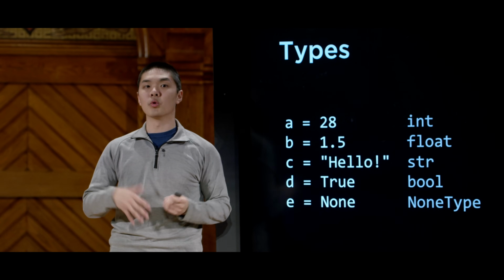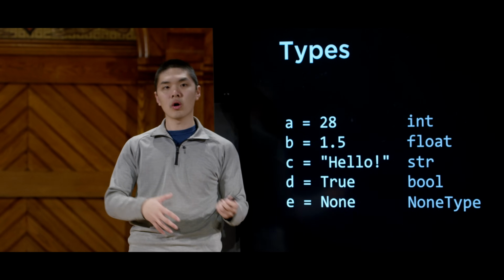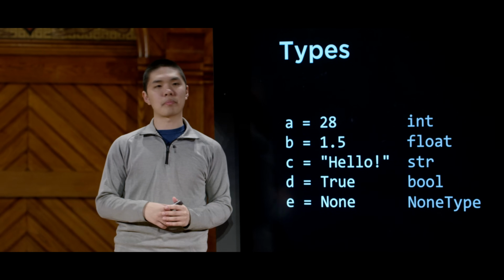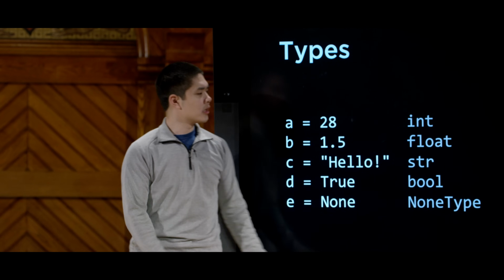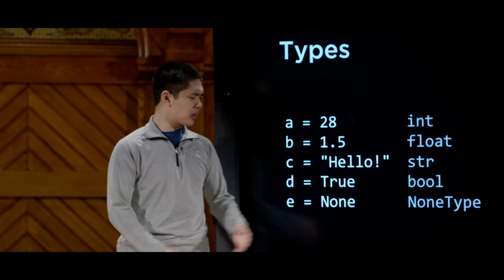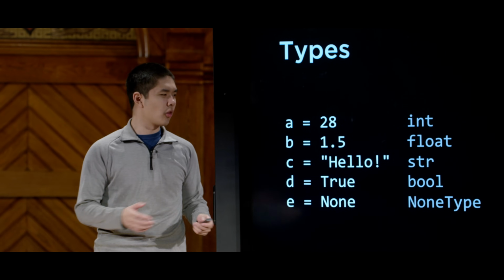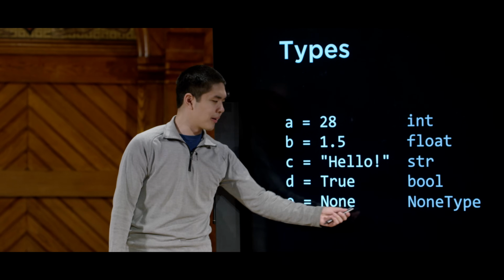We also have a type for Boolean values, things that can be either true or false. In Python, those are represented using a capital T, True, and a capital F, False. Those are of type bool. And also, we have a special type in Python called the NoneType, which only has one possible value, this capital N, None.